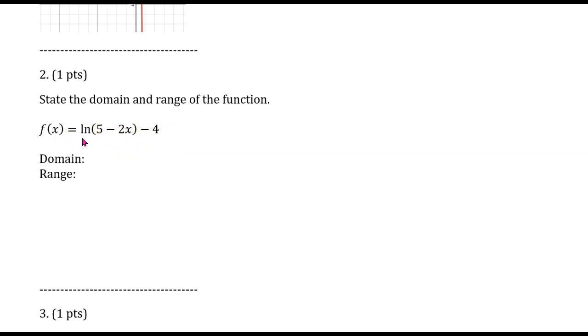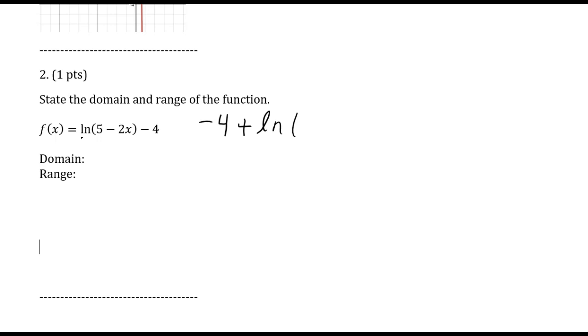It might even be a better way of writing it to put negative 4 plus the natural log of 5 minus 2x. Then you will make no mistake and include the negative 4 as part of the argument to the natural log. And that is what we call it, an argument to the natural log function.